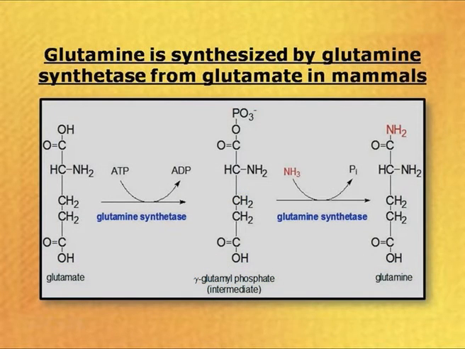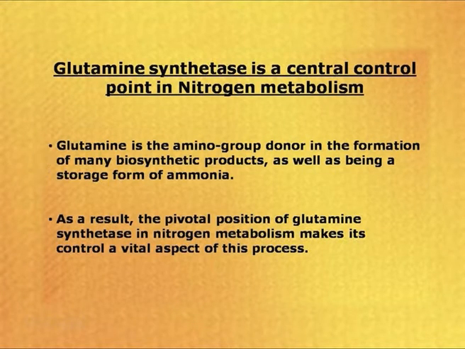Glutamine is another non-essential amino acid that can be synthesized by glutamine synthetase from glutamate in mammals. Here in this particular slide we can see that the synthesis of glutamine takes place via an intermediate known as gamma-glutamyl phosphate. This synthesis pathway also requires ATP. Glutamine synthetase is a very important enzyme. Now glutamine serves as an amino group donor. So the pivotal position of glutamine synthetase makes its control a vital aspect of this process.